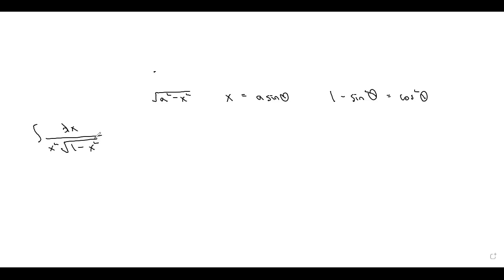Okay, so in this case, let's follow the steps that it outlined. Let's just start with what form we have to use. So you have 1 minus x squared. So that's in the form a squared minus x squared. In this case, a squared is just 1. 1 is the same as 1 squared. So we use the substitution from the first row, which is x equals a sine theta. So let's do that substitution.